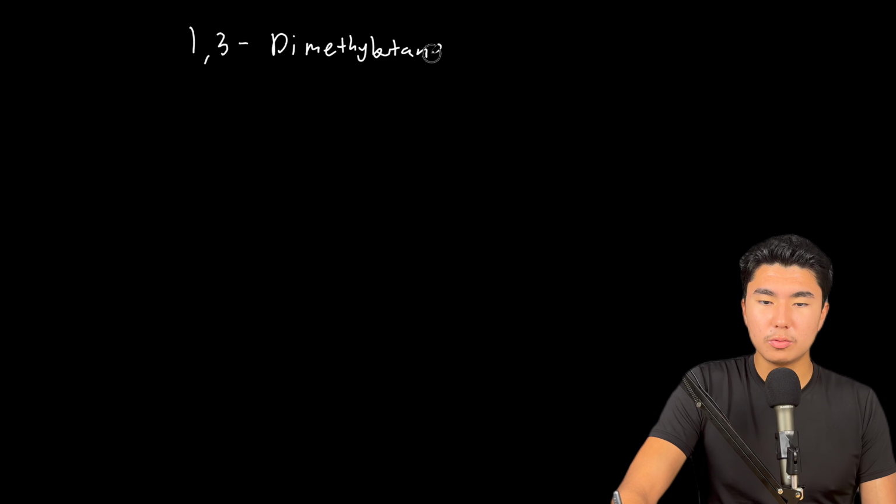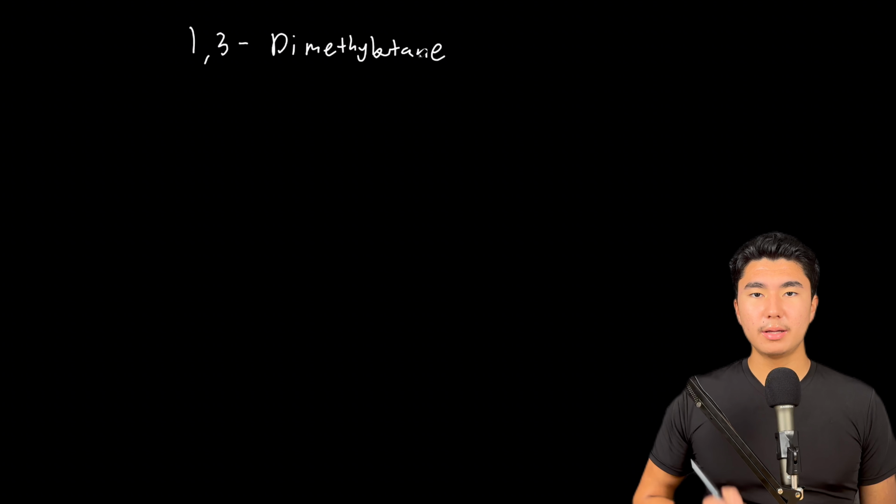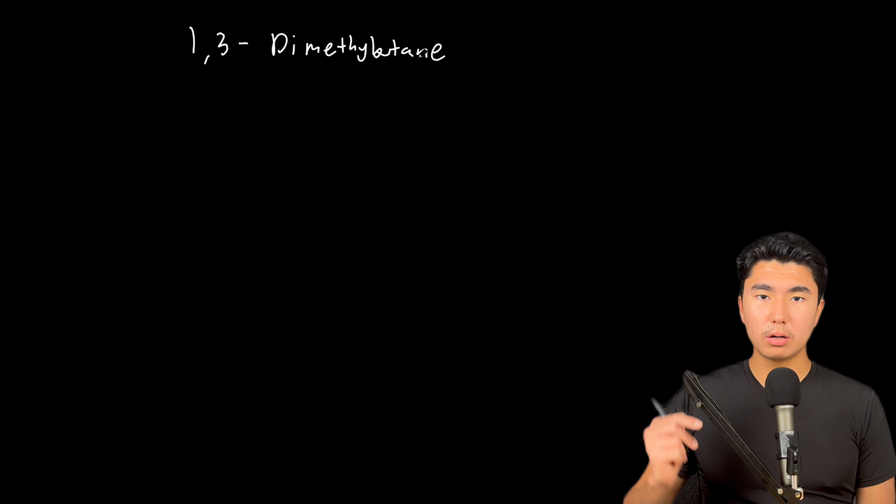So now let's dive into some wrong nomenclature structures and naming, and you can actually identify which one is the right one just by drawing it out. What I mean by this is this over here. So we have 1,3-dimethylbutane. This is a wrong naming.